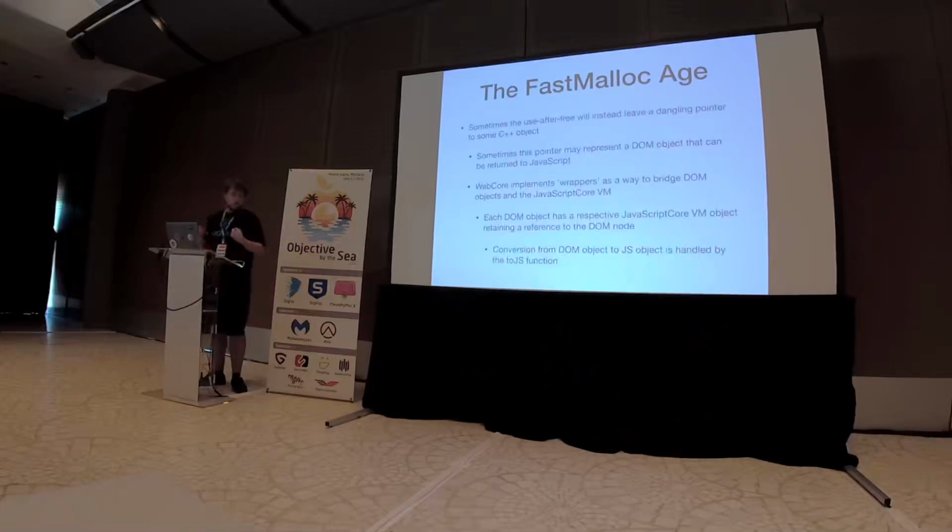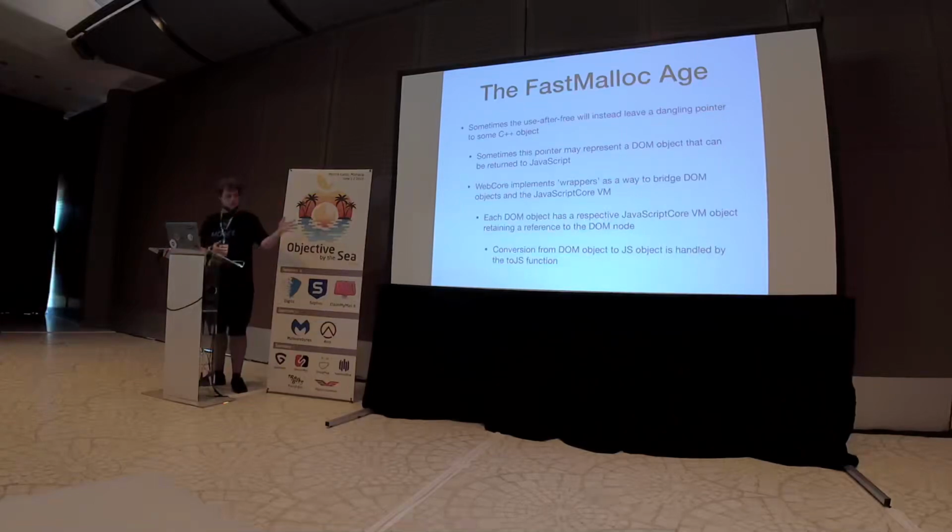And so actually, I analyzed it a bit further, and I realized that sometimes the use after free can actually leave a dangling pointer to some C++ object inside some other C++ object. And this pointer might actually represent a DOM object that you can export into the JavaScript world. And when you do that, WebKit implements a wrapper that essentially represents the C++ object within the JavaScriptCore virtual machine. And each of these wrappers has a one-to-one mapping. So one object only has one wrapper, and it's cached inline in the C++ object.